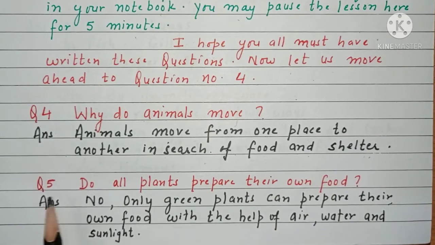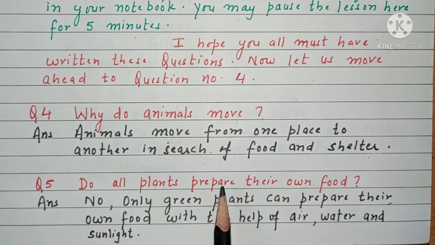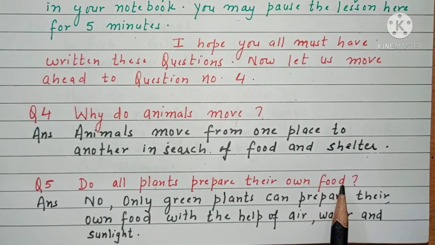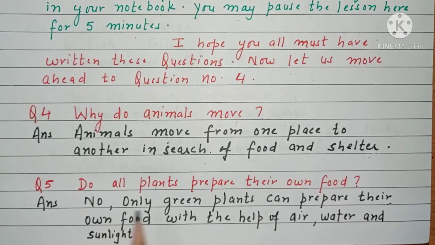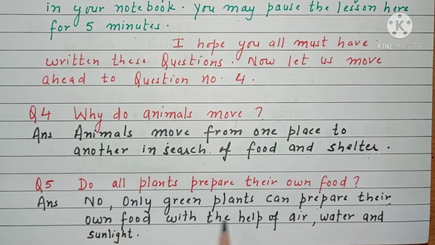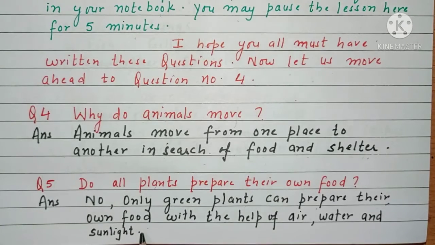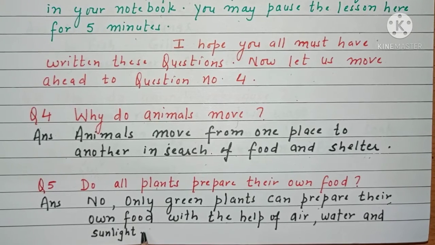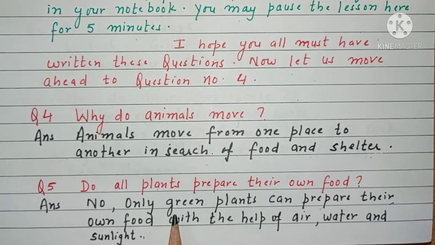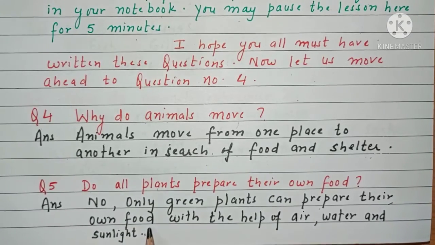Question number 5 says, do all plants prepare their own food? Yes, children. Do all plants? No. Only green plants can prepare their own food with the help of air, water and sunlight. As we already discussed in the chapter, that green plants contain a pigment which is called chlorophyll. And it is this chlorophyll which helps the plants to absorb the sunlight. So, only green plants can prepare their own food.